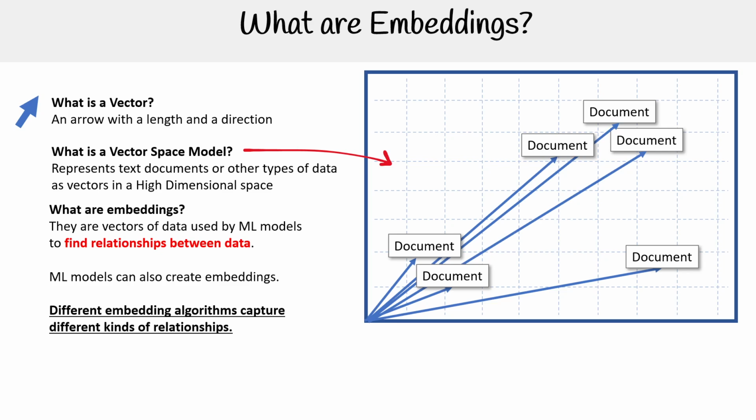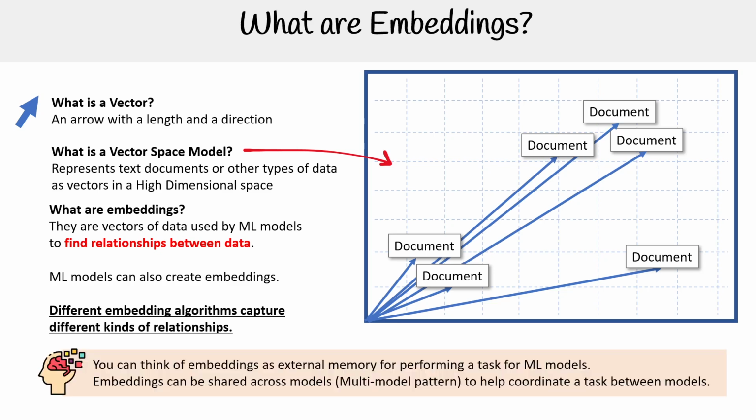And these ML models that produce embeddings are looking at not just a single relationship, like let's say length of word, but multiple relationships, and correlating that to put it into vector space. You can think of embeddings as external memory for performing a task for machine learning models. Embeddings can be shared across models, which would give us a multi-model pattern to help coordinate a task between models. But yeah, there you go.